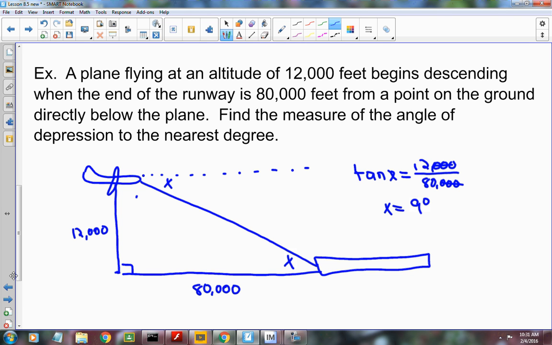You should hit second tangent, 12 divided by 80, because you're looking for the angle, so you have to use second tangent. Okay?